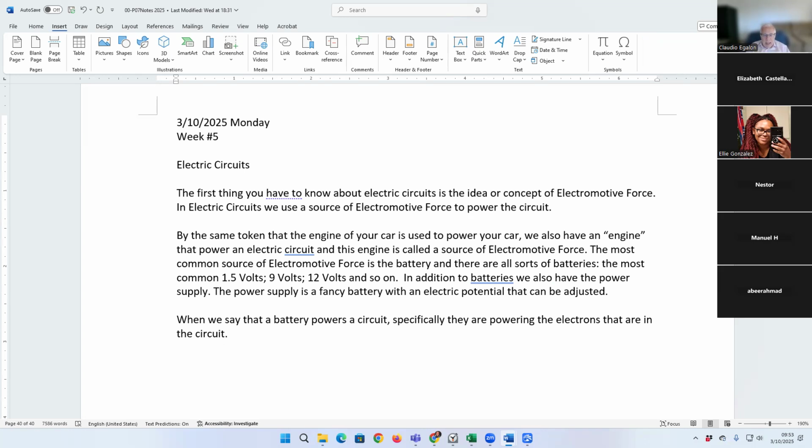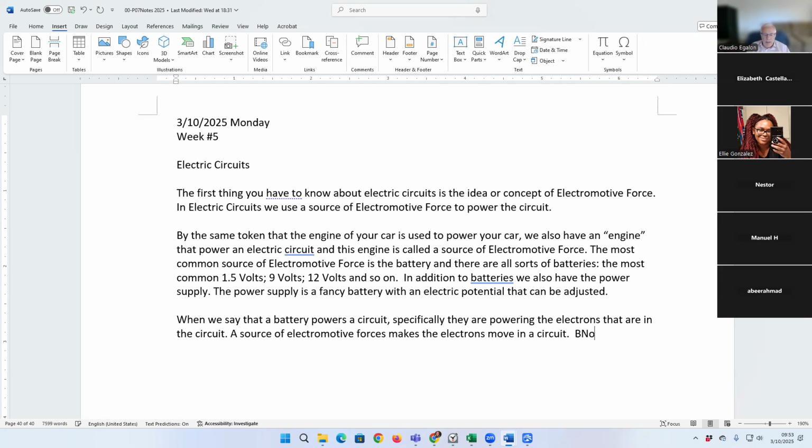A source of electromotive force makes the electrons in the circuit move. Make the electron move in a circuit. That's what the whole idea of electricity is all about. That's always called electricity, right? Electricity comes from the electron.